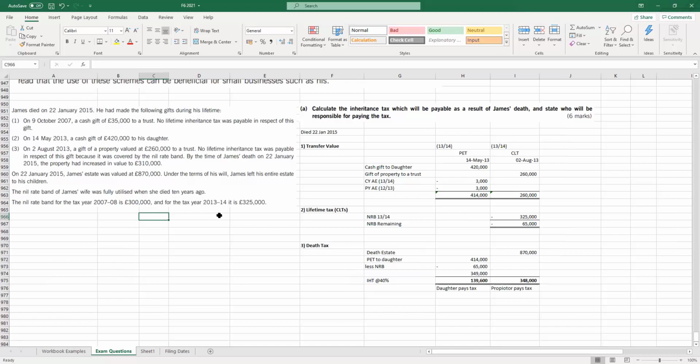Oh yeah. So then what are we saying? We're saying no lifetime inheritance tax was payable in respect.